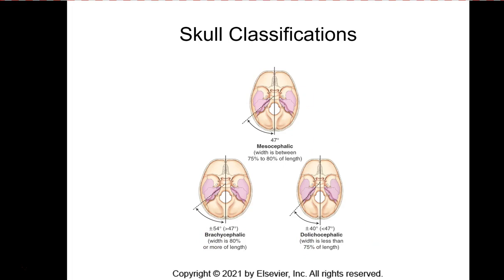And if you look in your textbook, there are suggestions for how to modify positioning based on skull classifications. So you would just get out your Bontrager and make any adjustments as necessary.